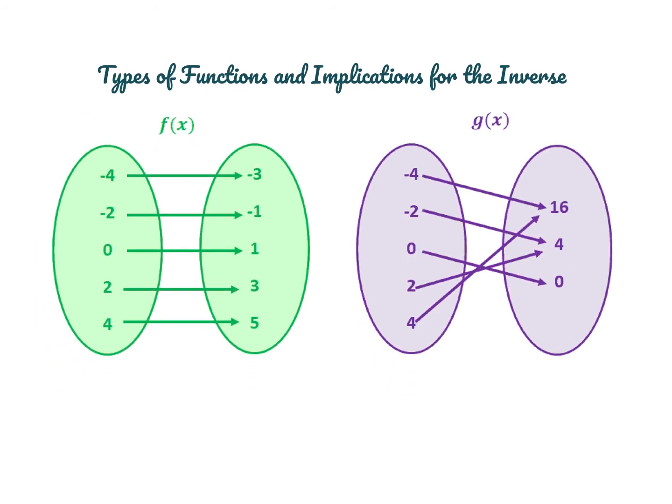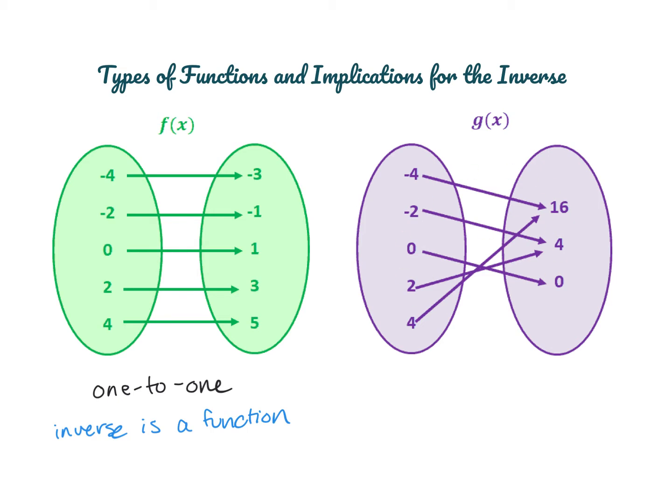So there are two types of functions, and each type has a different implication for what the inverse will look like. In this first type of function, every input has one output, which makes it a function, and additionally, none of the outputs are shared. This is called a one-to-one function. When you have a one-to-one function, imagine you swap the domain and range. The inverse will also be a one-to-one function. So we can know for sure that the inverse is also a function because every x will only have one y.